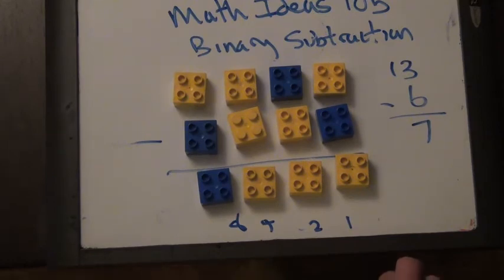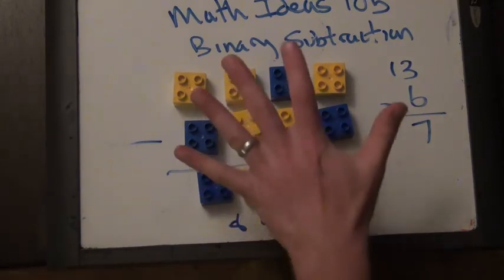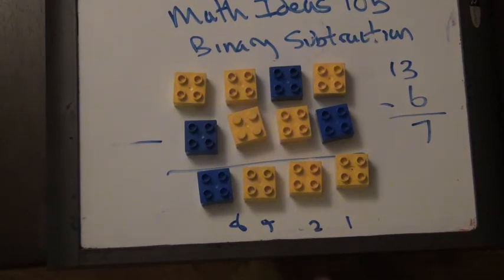Which is 7. Okay, so we'll study this a little bit more next week. Hopefully by the end of next week you'll be able to do lots of good adding and subtracting in binary. Yay, good job, everyone.